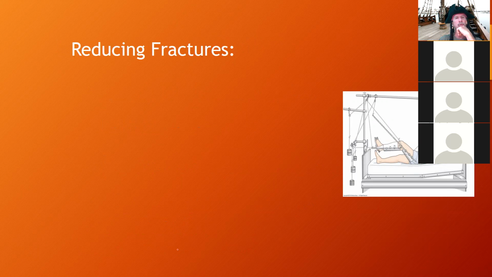Sometimes we have to reduce a fracture. Reducing a fracture just means basically pulling it apart. If you have a broken leg and the bones go like this, well, you're going to have to pull those bones apart so that they can heal properly. Otherwise, you're going to heal like this and you have a bad leg. So one of the things we can do is put traction on the patient, and the traction pulls the bones apart and lines them up so that they can heal properly.